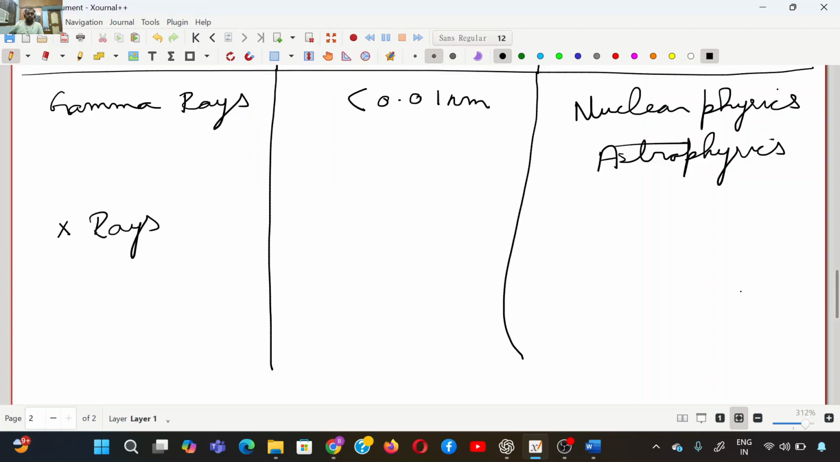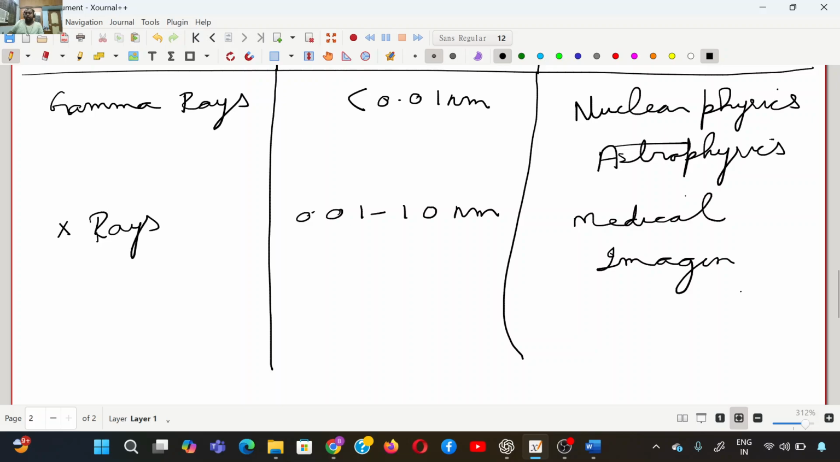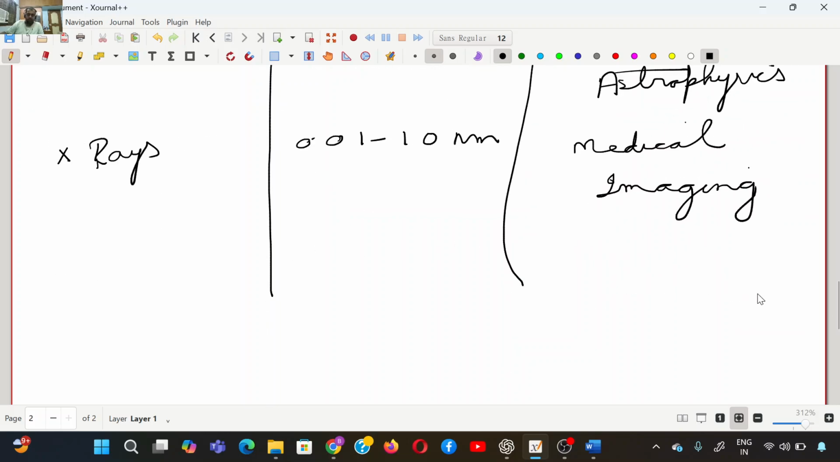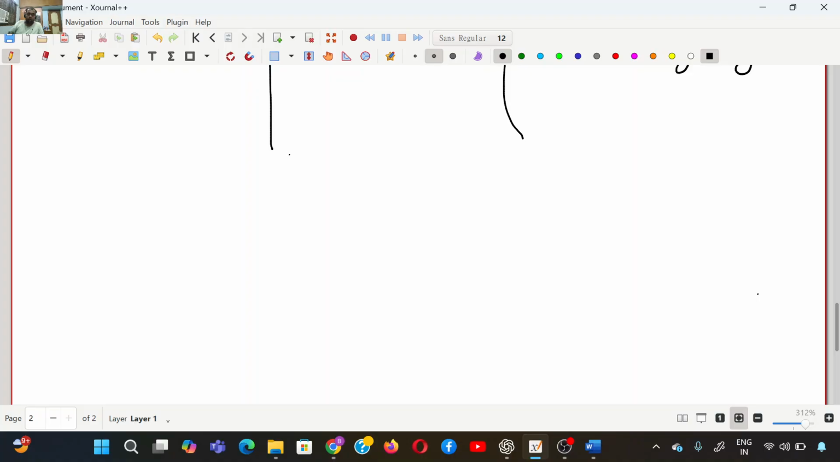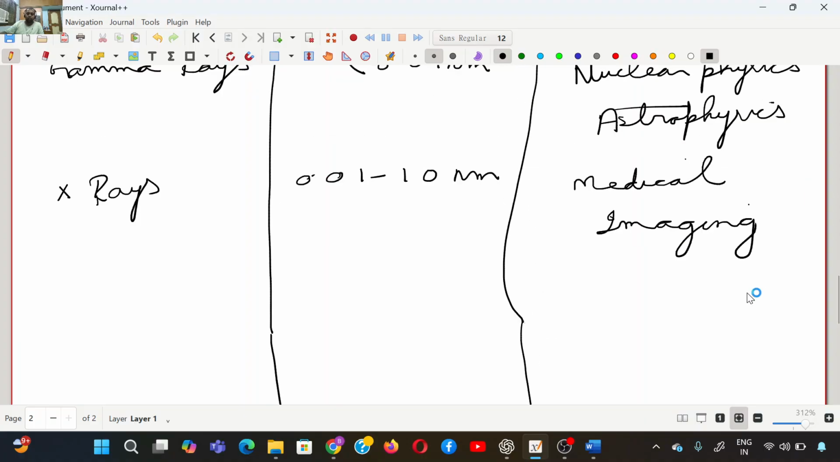Next is X-rays. This wavelength is 0.01 to 10 nanometer. Where is it used? It is used in medical imaging, especially for fractures. Sometimes just to check your chest cavity, they may ask you to do an X-ray.